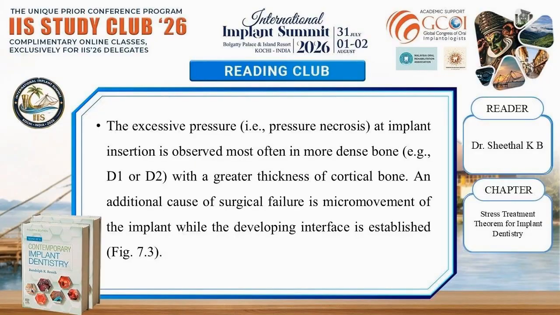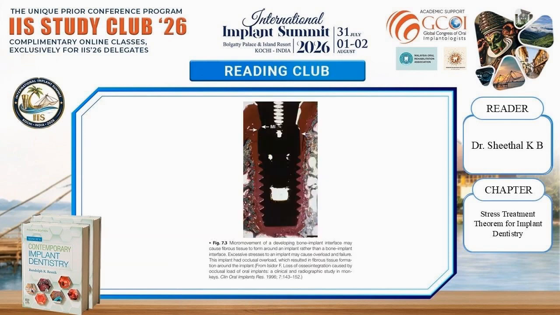The excessive pressure, that is pressure necrosis at implant insertion, is observed most often in more dense bone, for example D1 or D2 with a greater thickness of cortical bone. An additional cause of surgical failure is micro-movement of the implant while the developing interface is established, as shown in figure 7.3.